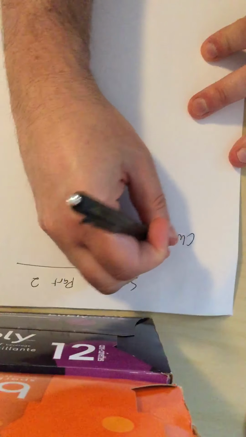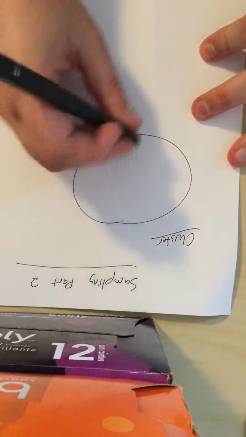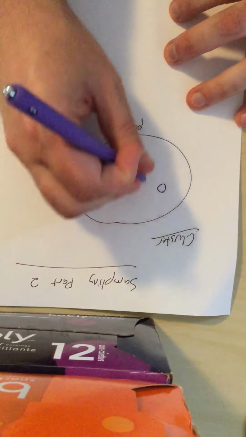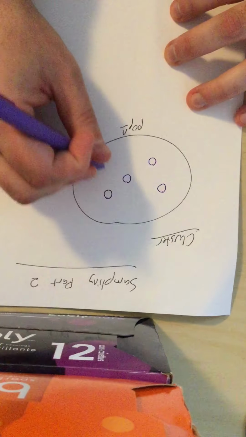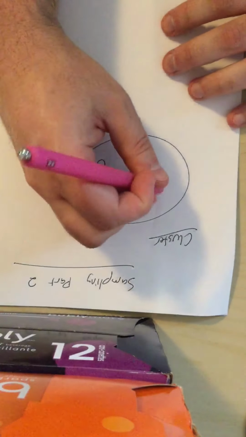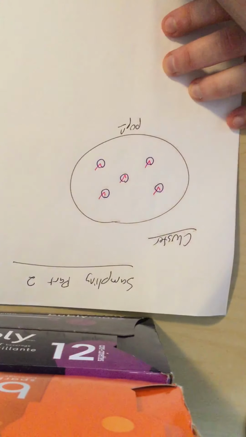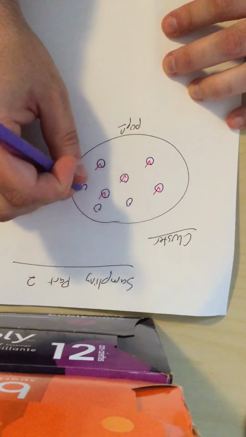Continuing with different types of sampling, the next one I'm going to talk about is cluster sampling. So what cluster sampling is, we have our population, and what we're going to do is pick clusters. So we're going to pick different clusters within the population, and then what we're going to do with those clusters is survey every single person inside those clusters.